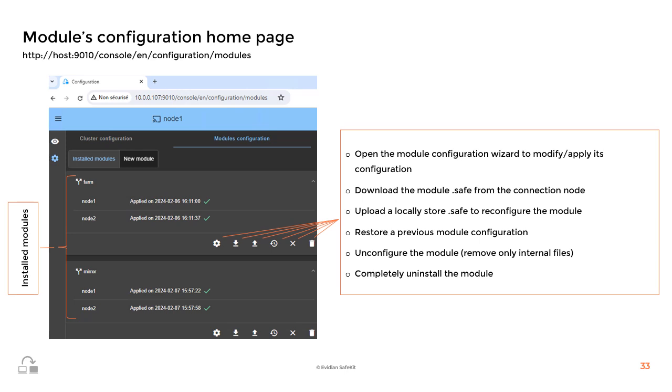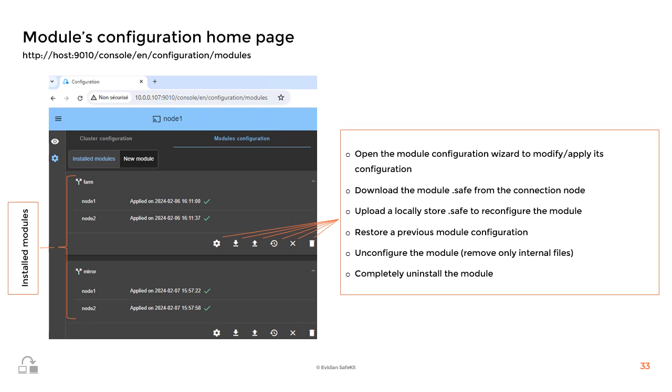The first icon allows you to modify the module configuration and reapply it. This opens the Module Configuration wizard and loads its current configuration from the connection node. The second icon allows you to download the configuration files to your workstation from the connection node. This means you can locally edit the files on your workstation using your favorite editor. The third icon allows you to upload the configuration files from your workstation to the console.